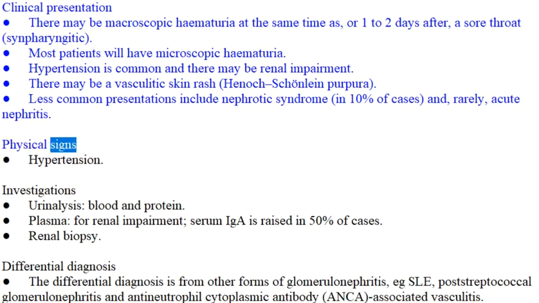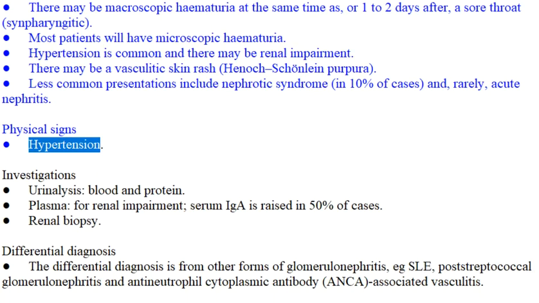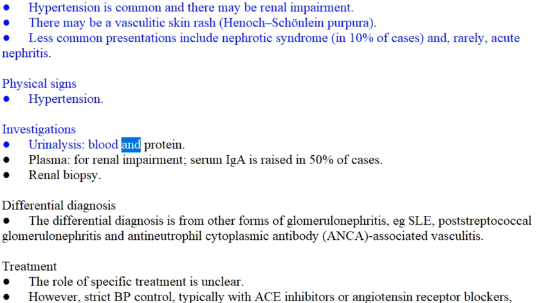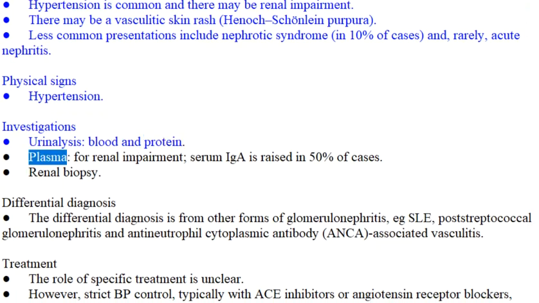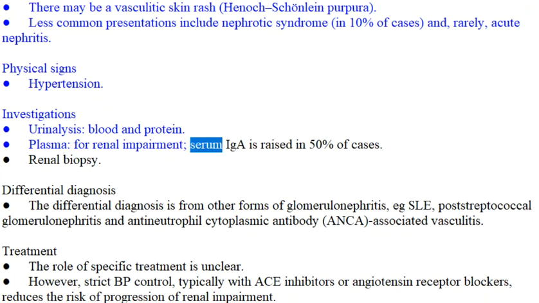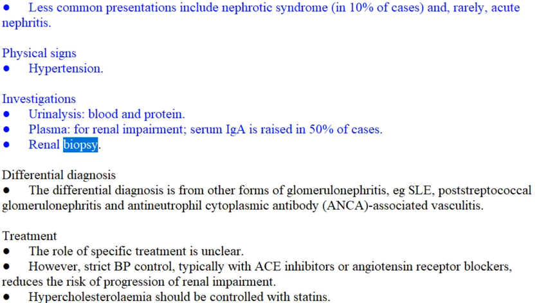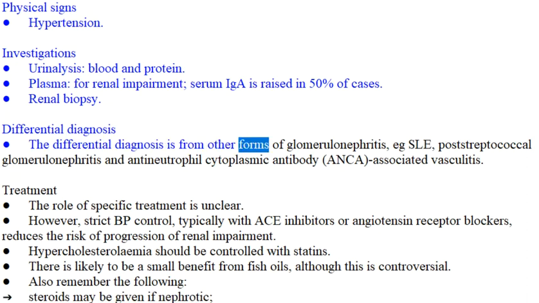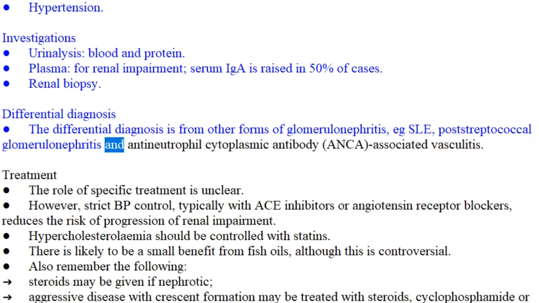Physical signs. Hypertension. Investigations. Urinalysis: blood and protein. Plasma, for renal impairment; serum IgA is raised in 50% of cases. Renal biopsy. Differential diagnosis. The differential diagnosis is from other forms of glomerulonephritis, e.g. SLE, post-streptococcal glomerulonephritis, and antineutrophil cytoplasmic antibody, ANCA, associated vasculitis.